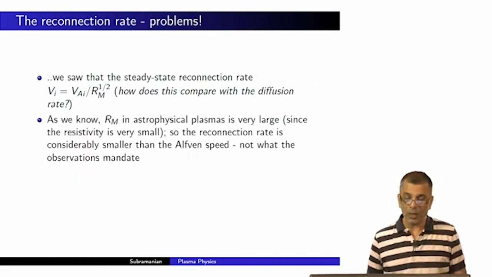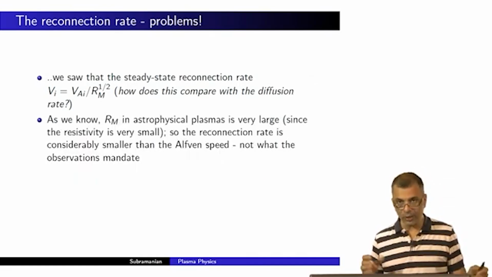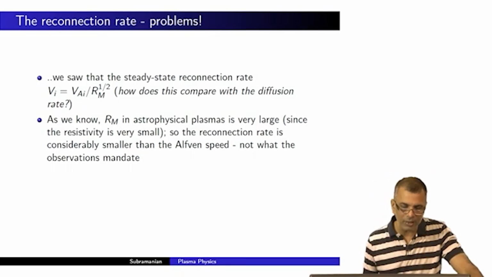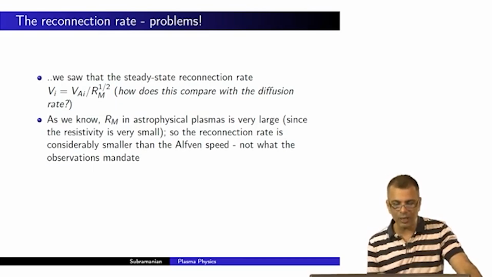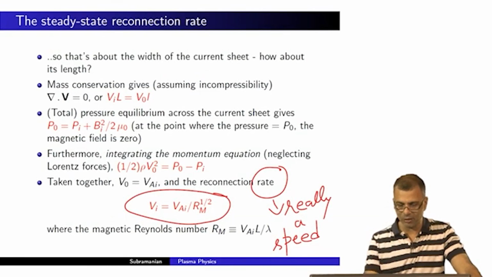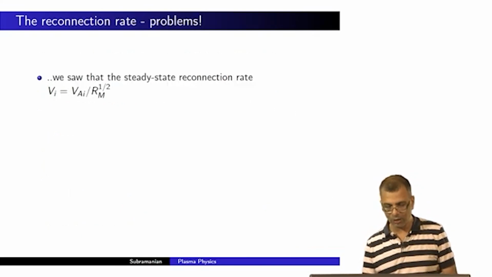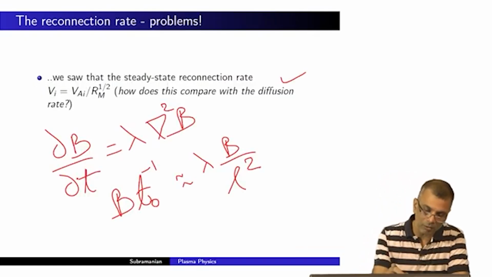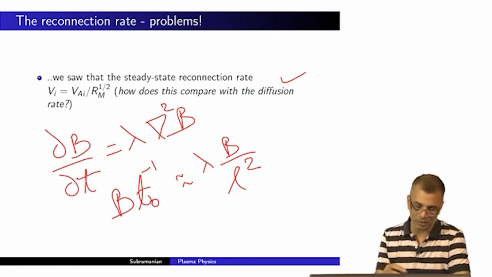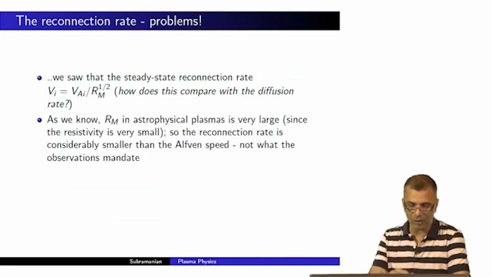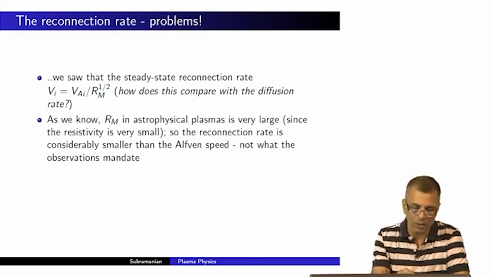But the thing is, in astrophysical plasmas, as we hinted at a little earlier, the problem here is that the magnetic Reynolds number is very large. Since the resistivity, you see this is the definition of the Reynolds number, is very small, the Reynolds number is very large, and unfortunately the Reynolds number appears in the denominator here. The dependence is a little weak because there is a square root, but still the Reynolds number appears in the denominator.